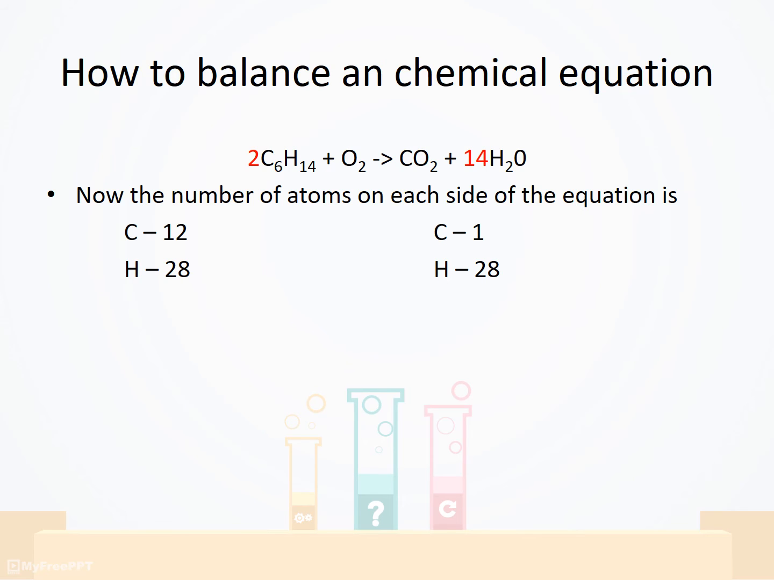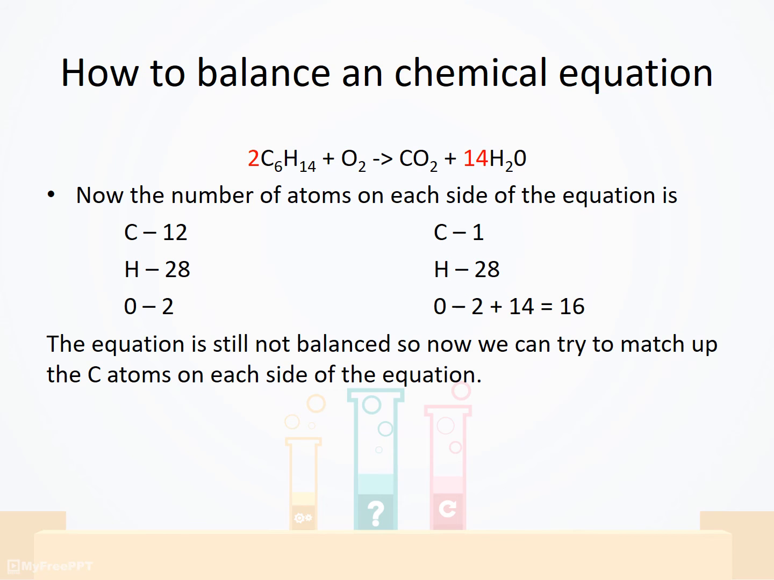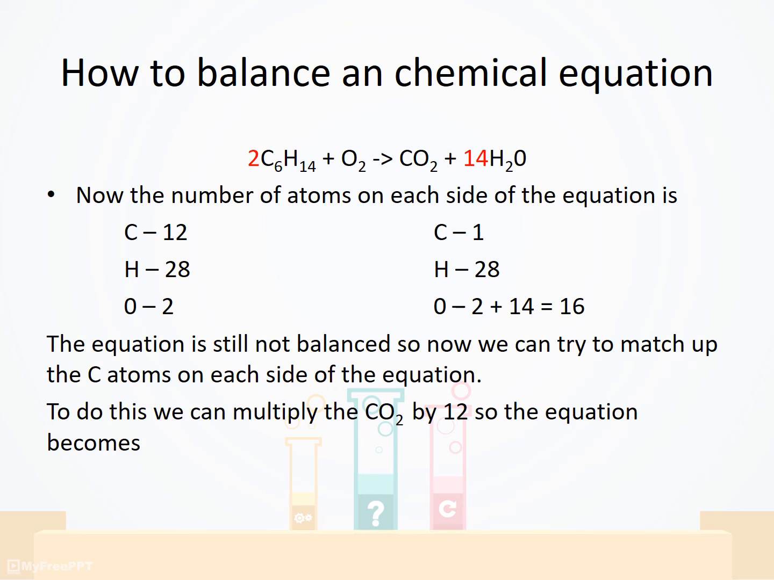Our hydrogens are now in balance, which is great. So we've got somewhere there, but our oxygens are still 2 on the left-hand side and 16 on the right. So it's not balanced. So how can we do this? Well, we're going to have a look at the carbon atoms and see what we can do there. So what we can do is we've got 12 carbons on the left-hand side, but we've only got 1 on the right-hand side. So we need to multiply the carbon dioxides by 12.